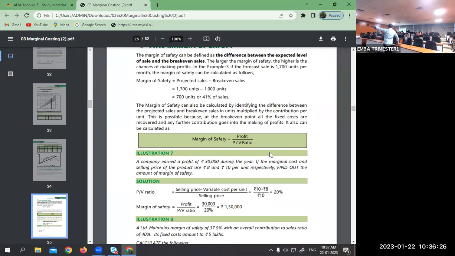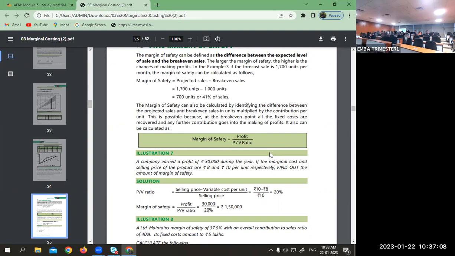Profit is given in the question as total profit 30,000 rupees divided by PV ratio. 30,000 divided by 0.2 is equal to... Are you getting 150 or not? How much? 30,000 divided by 0.2 is equal to... calculate and tell me. 1 lakh? You are getting 150? Yeah. That is the margin of safety. The company is safe by 1,50,000 rupees of margin. Okay.